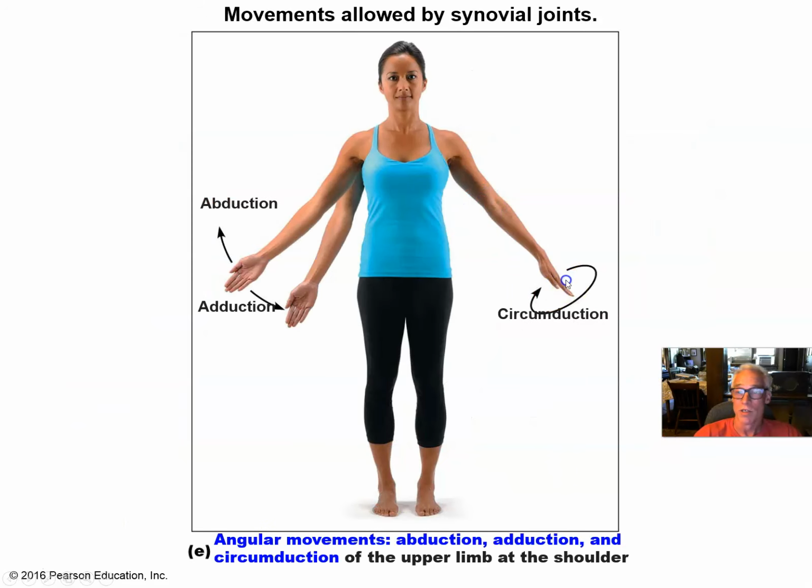Here's an unusual term: moving the arm in such a way as to describe a cone-like structure in space, an imaginary cone within space. That's called circumduction.